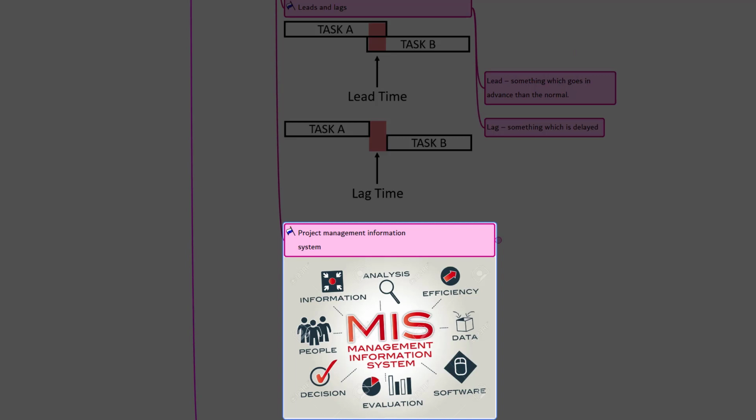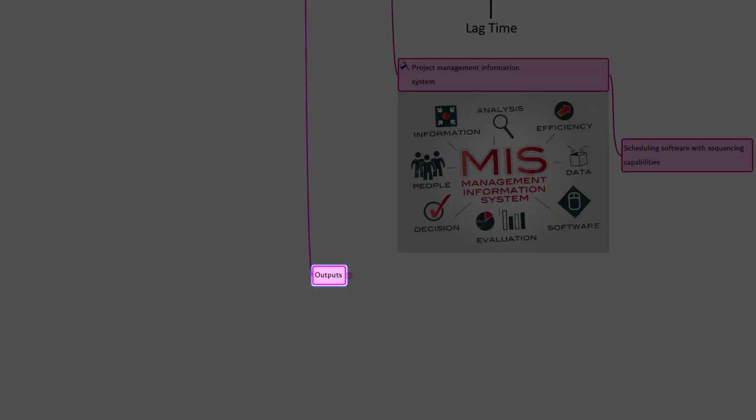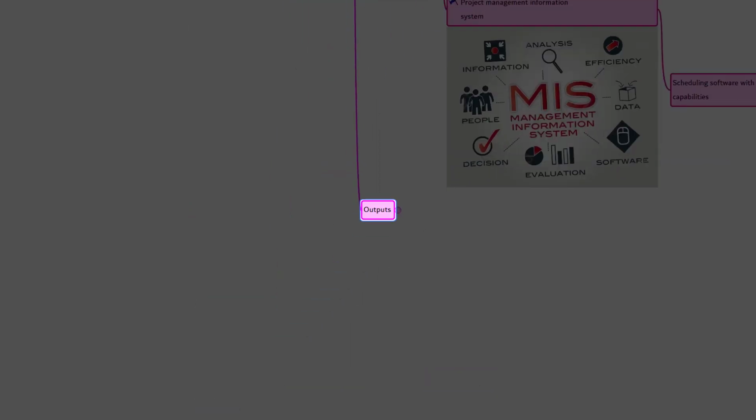The last tool and technique in the list is project management information system. We are in sequence activities, so the project information systems relevant to this process include scheduling software that has the capacity to help plan, organize, and adjust the sequence of activities, insert logical relationships, lead and lag values, and differentiate the different types of dependencies. All right, now let's look at the outputs.